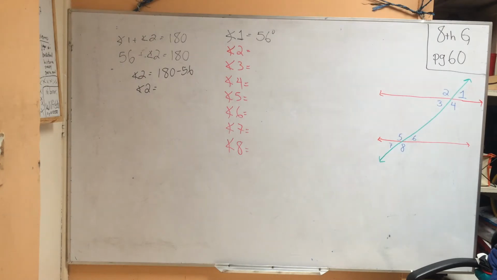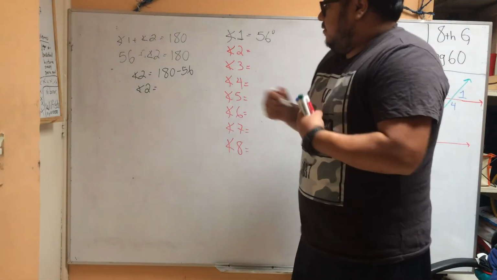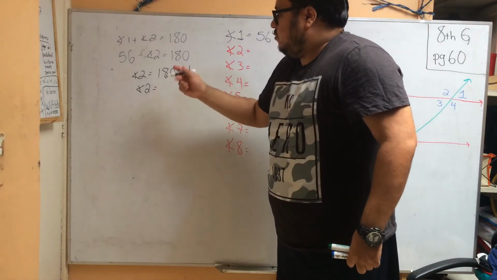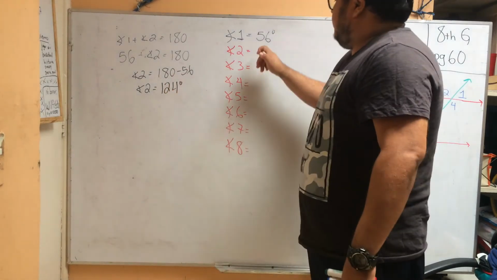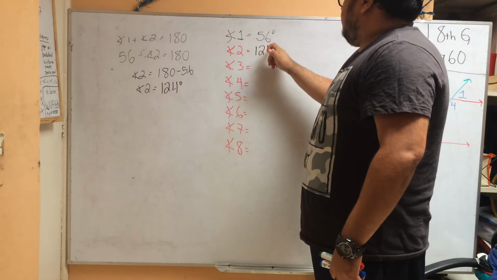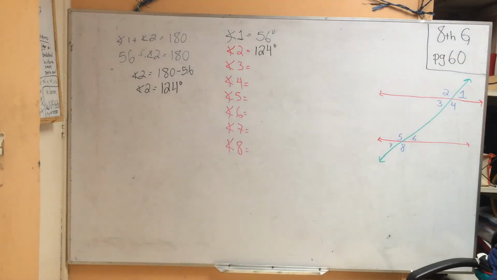So the measurement of angle 2 is 180 minus 56. Let's check it on our calculator so that we don't make any mistakes. 180 minus 56 is 124. So the measurement of angle number 2 is 124 degrees. And we already have the measurement of angle number 2.